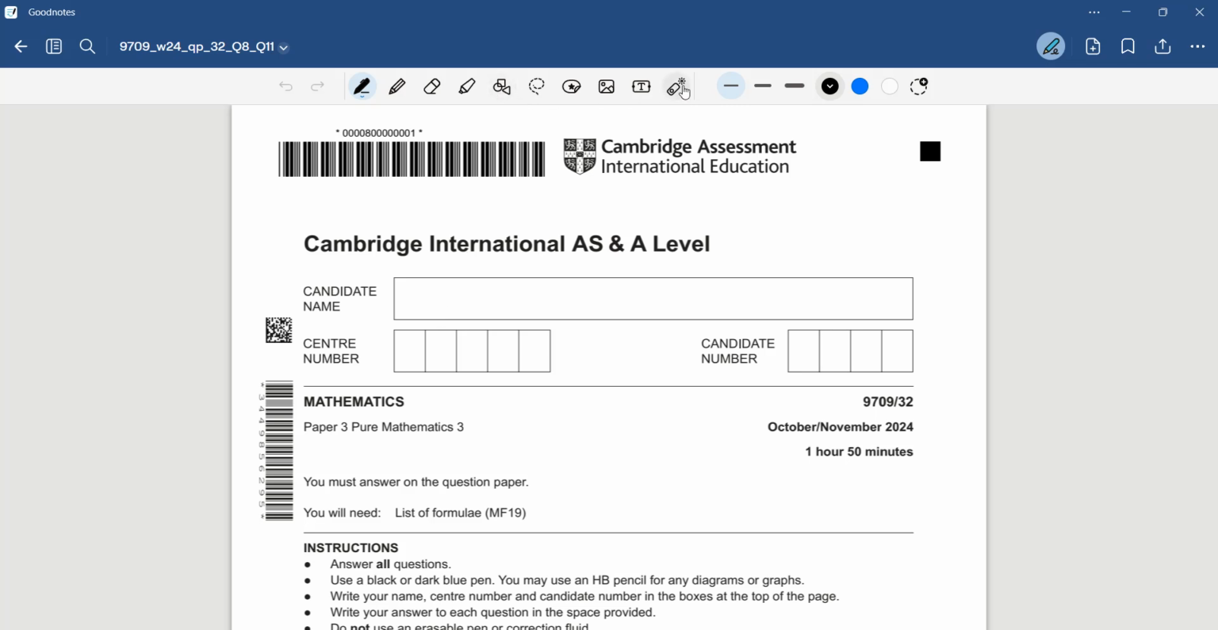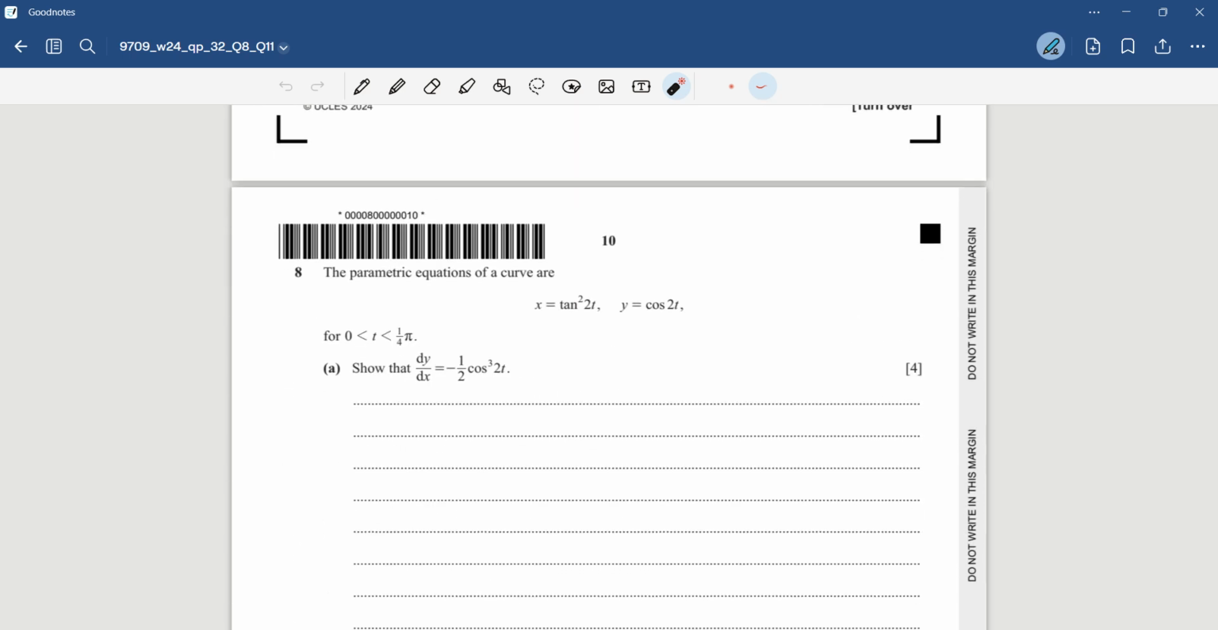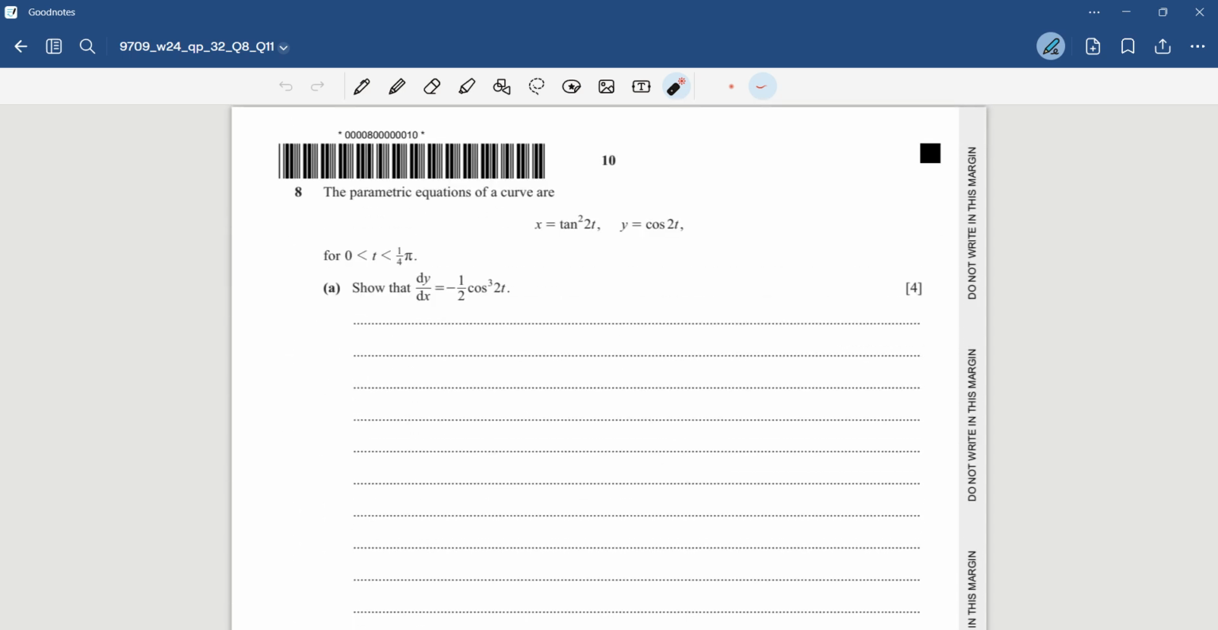Let's continue with Pure Mastery, October/November 2024, Variant 2, question number 8 to question number 11. So let's go to question number 8. The parametric equations of a curve are given as x equals tangent squared 2t and y equals cos 2t. Show that dy/dx equals negative 1 over 2 cos cubed 2t.